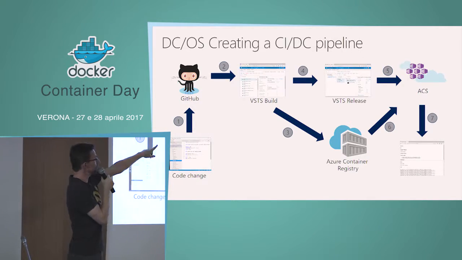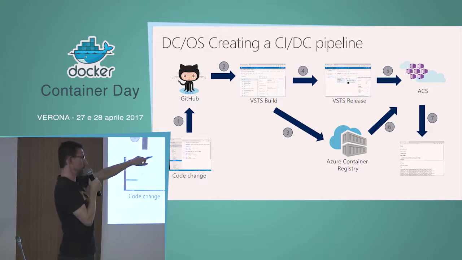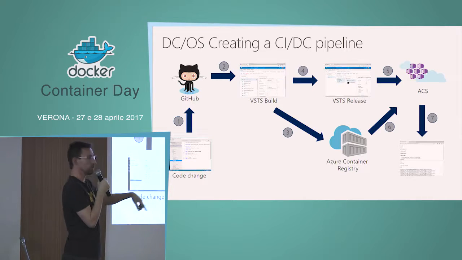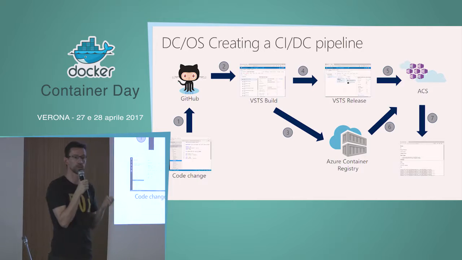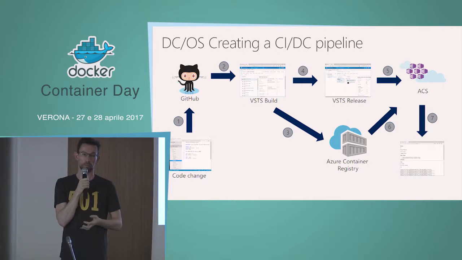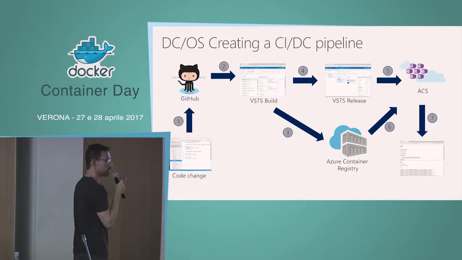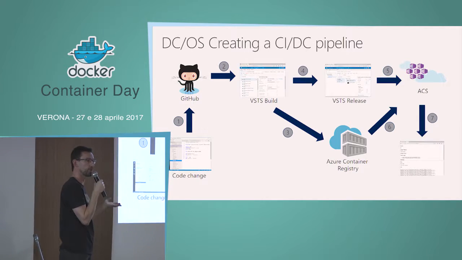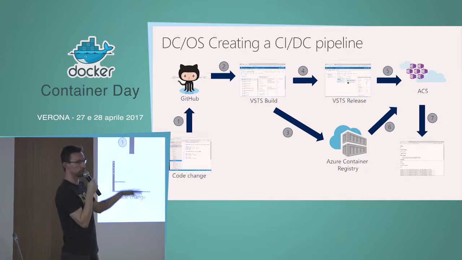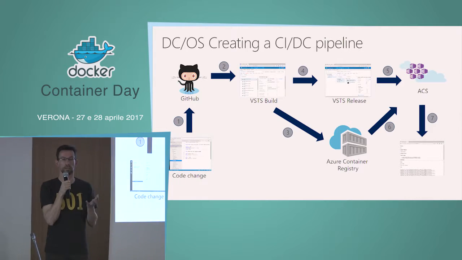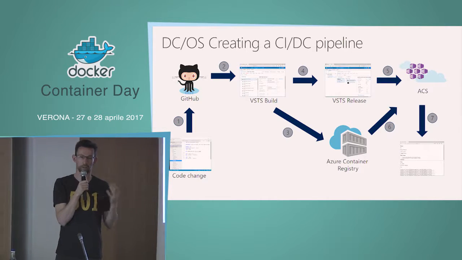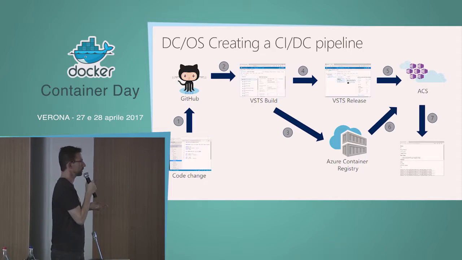Create some releases, deploy it to Azure Container Service, and what's more, it's also going to deploy to what we call the Azure Container Registry, which is just a private Docker registry. On Azure, next to the actual Azure Container Service, you also get a private registry where you can create your repos and manage them in a private manner without having to go to Docker Hub, for example.